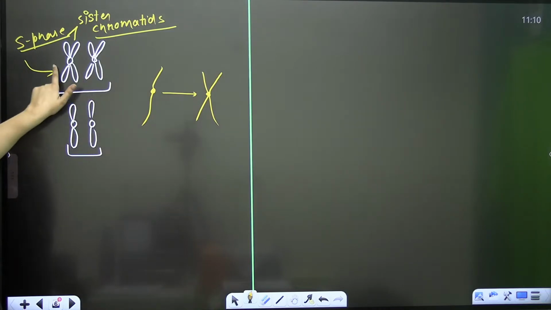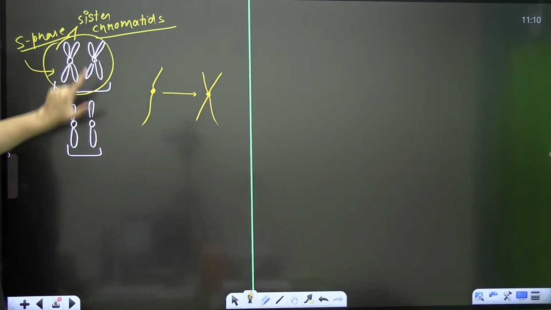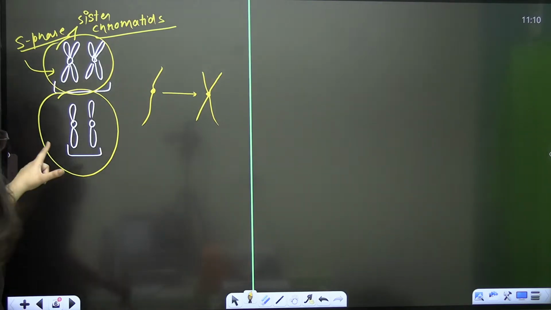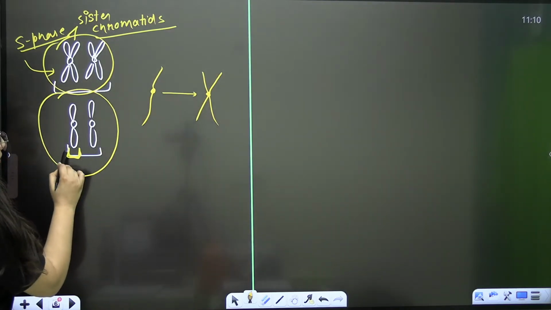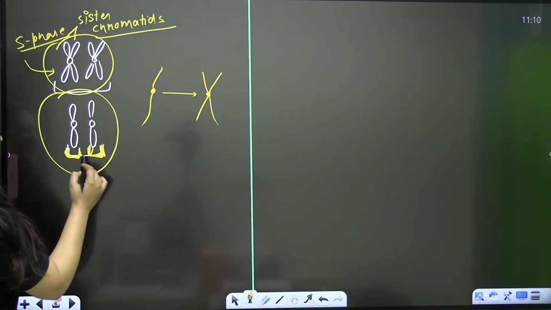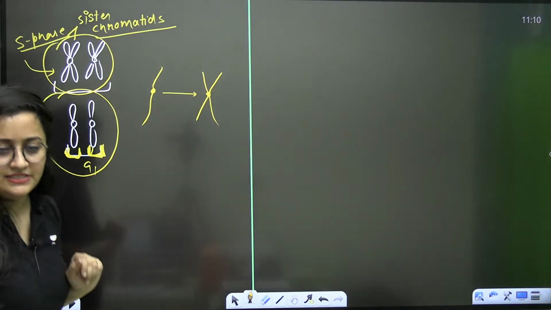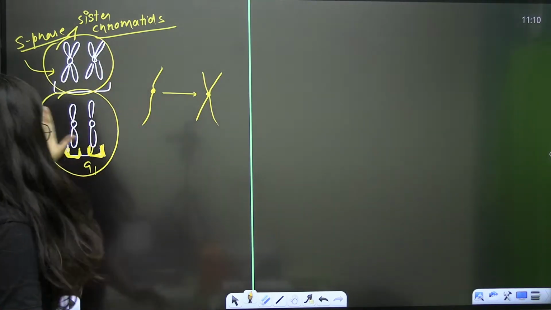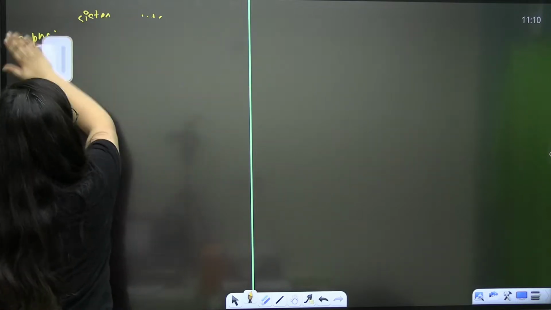So if I'm drawing it like this, I'm showing the chromosomes after S phase, but I can also draw it in this way. It is also a chromosome, not a chromatid. It is something which is present in G1 phase or in M phase. So do not get confused here, first of all.